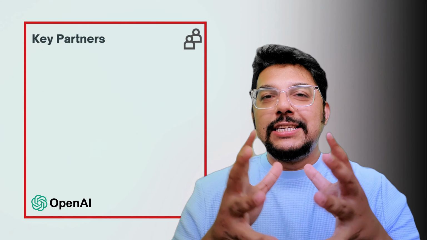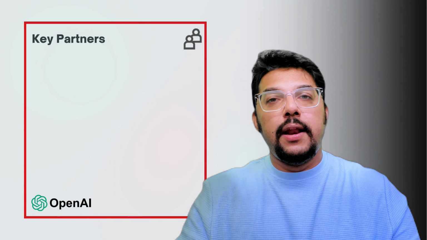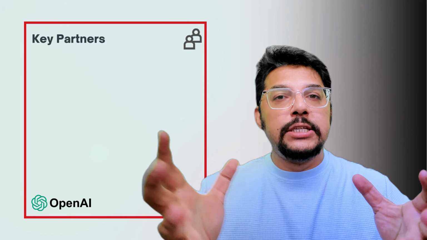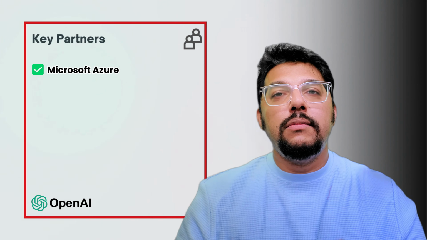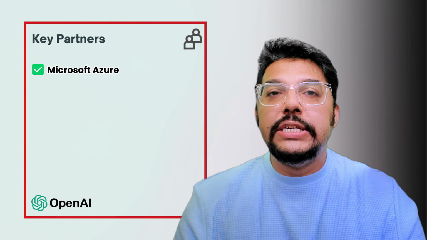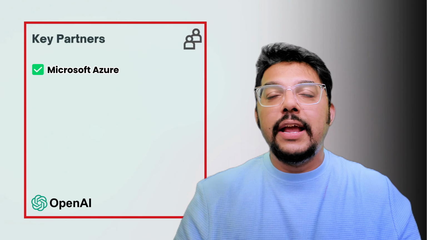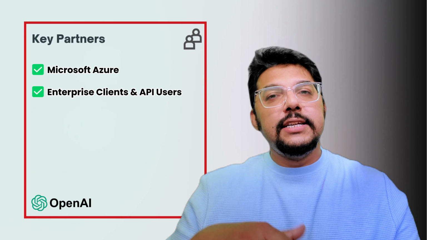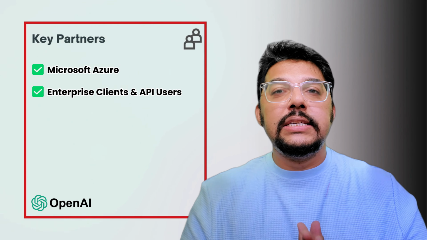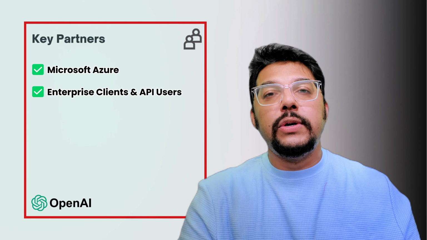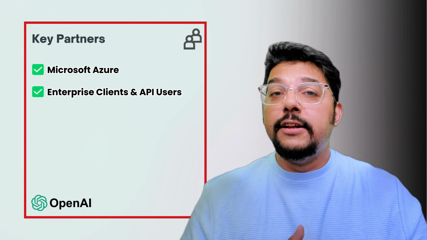So let's see OpenAI's key partnerships. OpenAI actually collaborates with various organizations to enhance their AI capabilities, expand market reach, and also maintain its technological edge. So first of all, OpenAI partners with Microsoft Azure for their cloud computing resources, enabling large-scale AI training and also deployment. Then businesses that integrate OpenAI's AI models with APIs serve as both customers and also strategic partners as they help expand AI adoption across the industries.